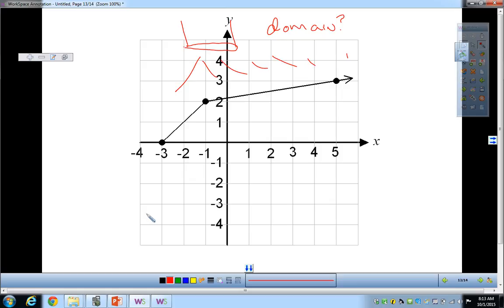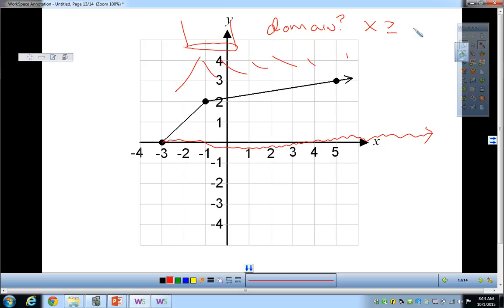Where would the points on the shadow fall? From where to where? Charlie? From -3 all the way to 5. From -3 all the way to 5. Would it keep going? Yeah. It would go on forever and ever and ever, right? So the domain is x is greater than or equal to what?